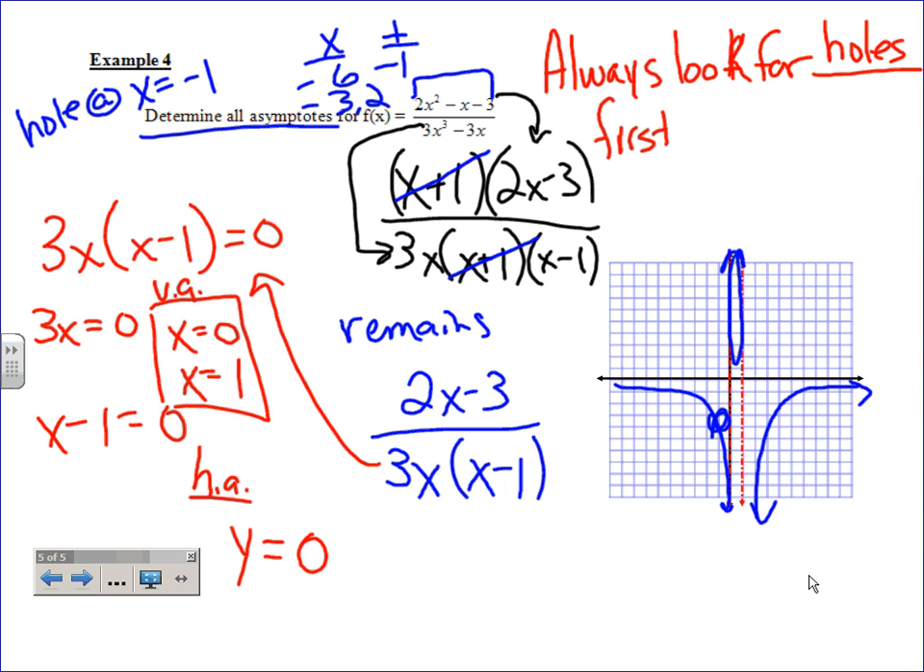So if I give you a rational function, what should be the very first thing that pops into your head? Look for a hole. Then, bottom equals 0, and then little shortcuts.